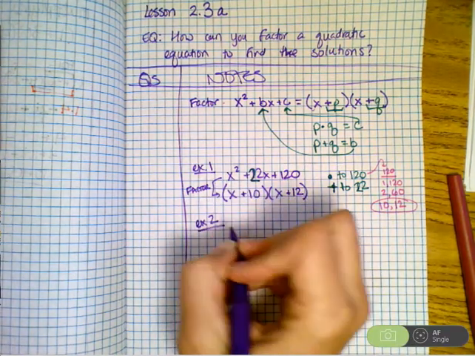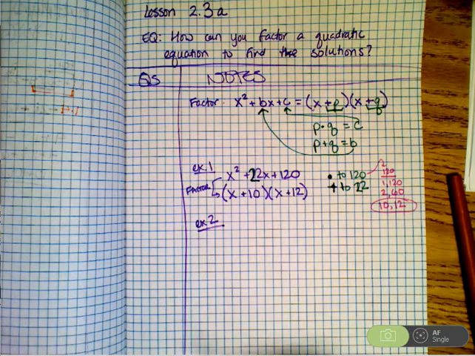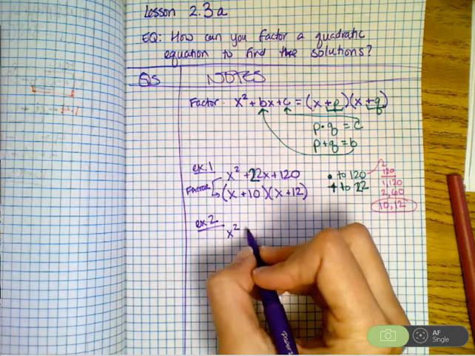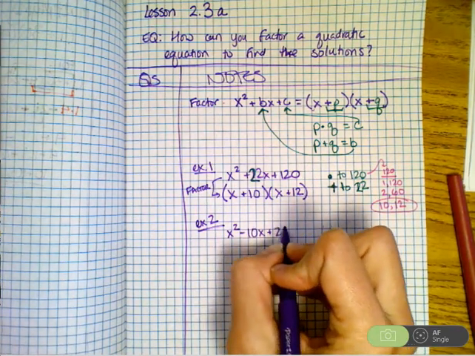Like I said, we'll do a couple examples of this and then take that on to solving. So x squared minus 10x plus 25.